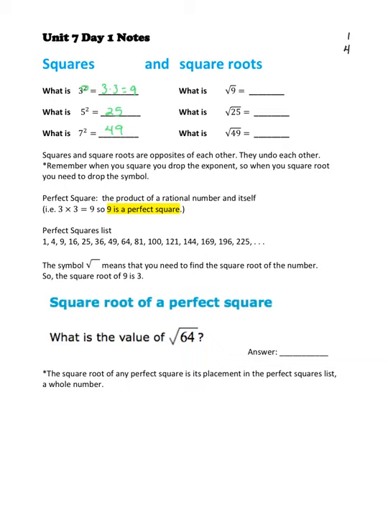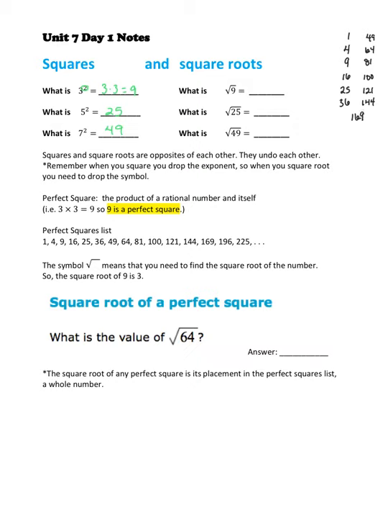2 squared is 4. 3 squared is 9. 4 squared is 16. 5 squared is 25. 6 squared is 36. 7 squared is 49. 8 squared is 64. 9 squared, here we go, is 81. 10 squared is 100. 11 squared is 121. 12 squared is 144. 13 squared is 169.